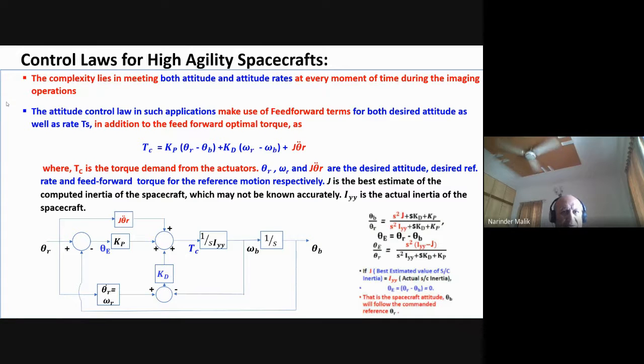Not rate TS, sorry, rate means omega r. This TS is wrong. In addition to the feed forward optimal torque as follows. That is, what you do is reference attitude is known, measured is this thing. Now what you do is you generate what is the desired rate at a given point of time that you compare with the actual body rate. Plus, because attitude is changing fast, theta r is changing fast, so you add acceleration terms because of theta r double dot. This is a feed forward term.